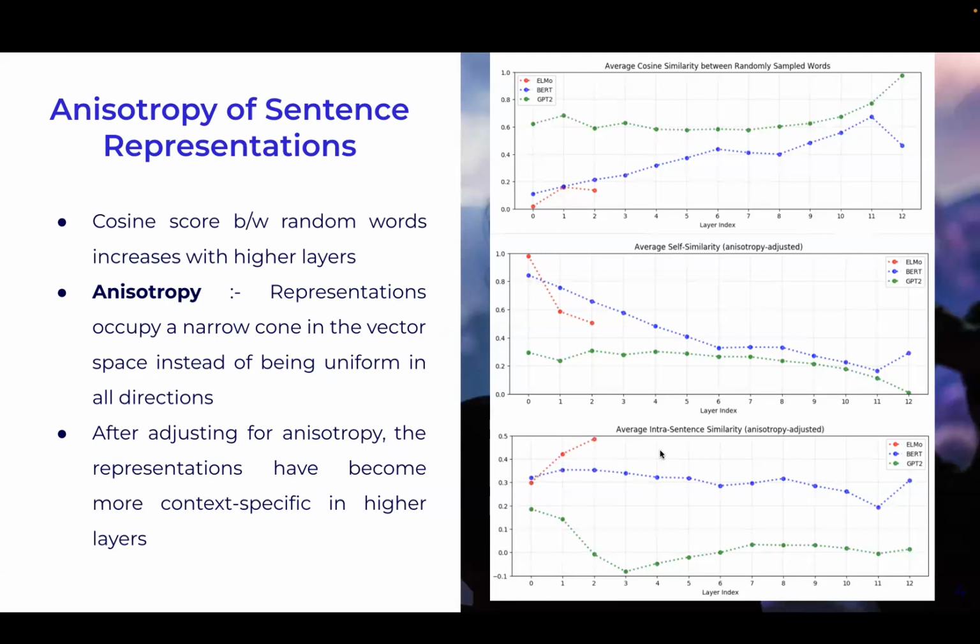So the intra-sentence similarity should be as low as possible. That means when you take the mean of all the word embeddings in a sentence, if the mean is very distinct when compared to each and every word representation in that sentence, then it is contextualized. So every word is much different from the mean of the complete sentence. That is where you can see in the plots that with increasing number of layers, the intra-sentence similarity is decreasing. It is almost zero for GPT-2.